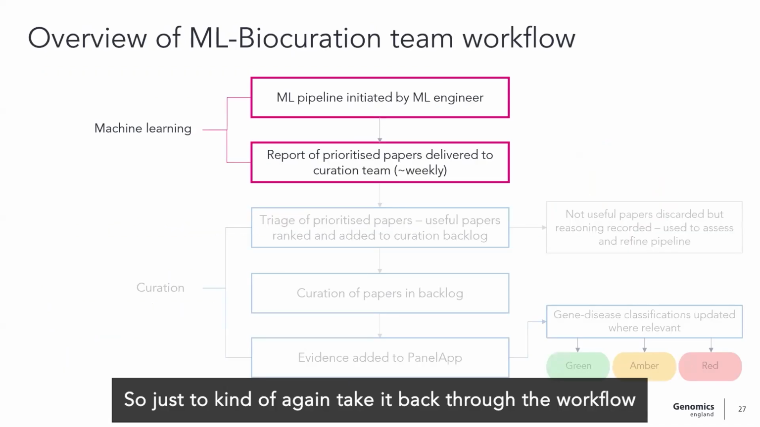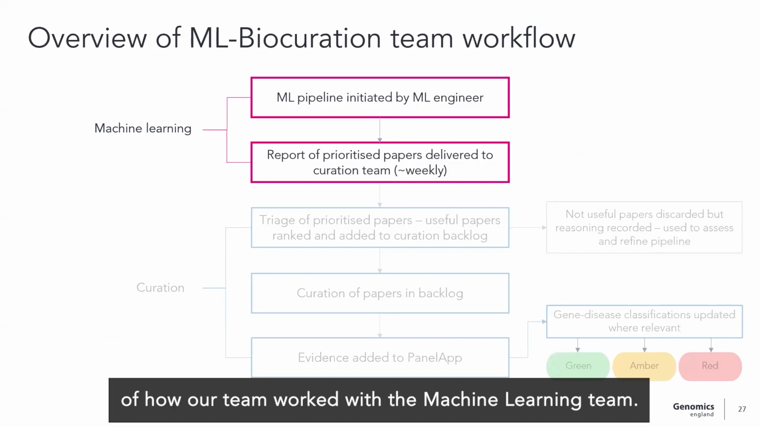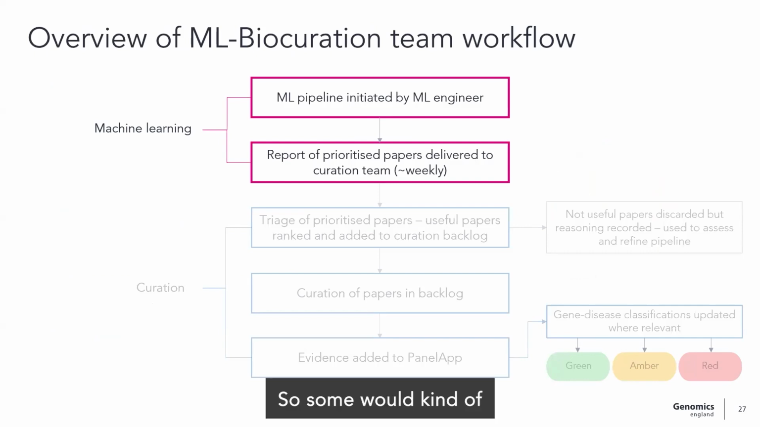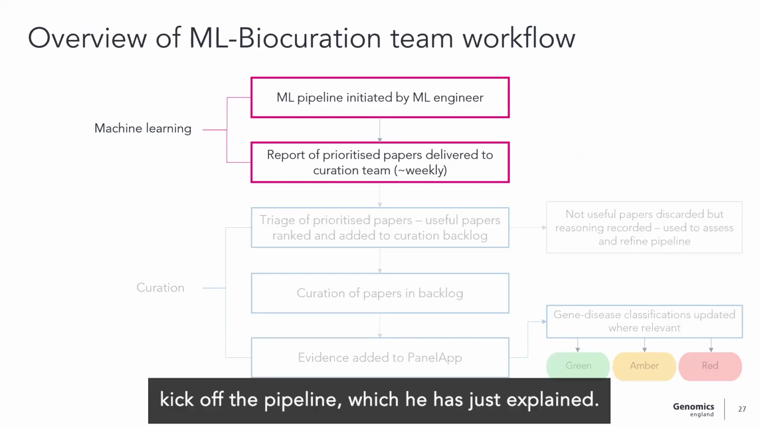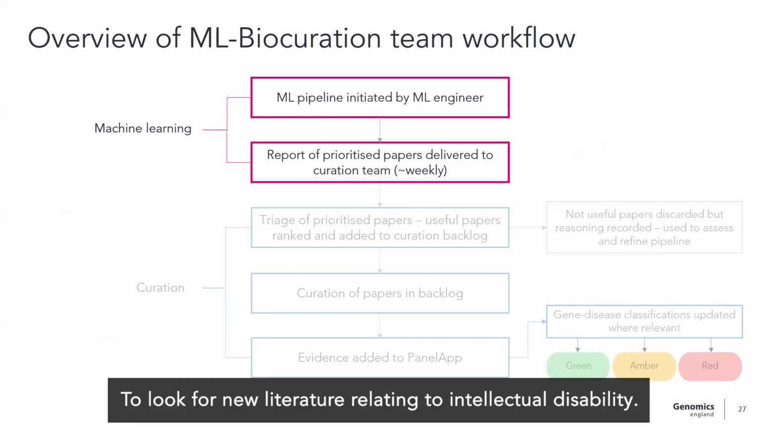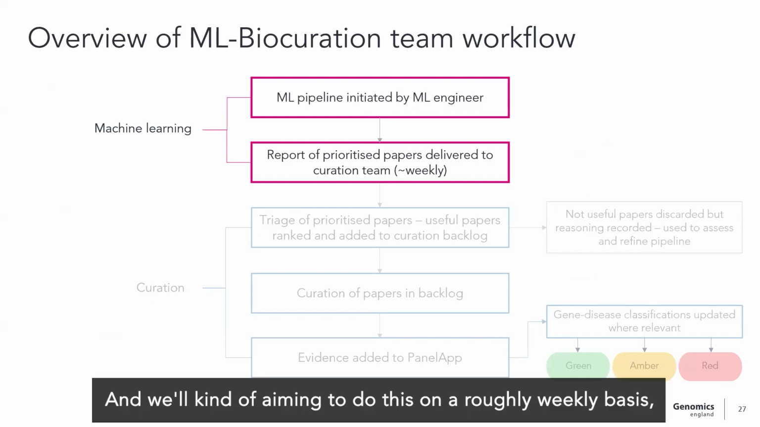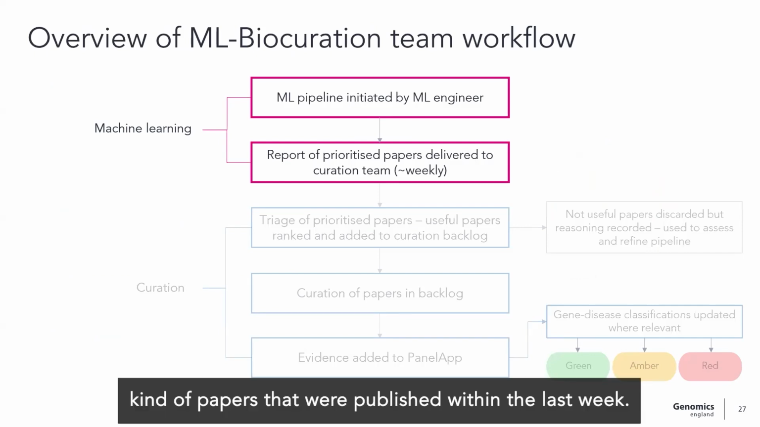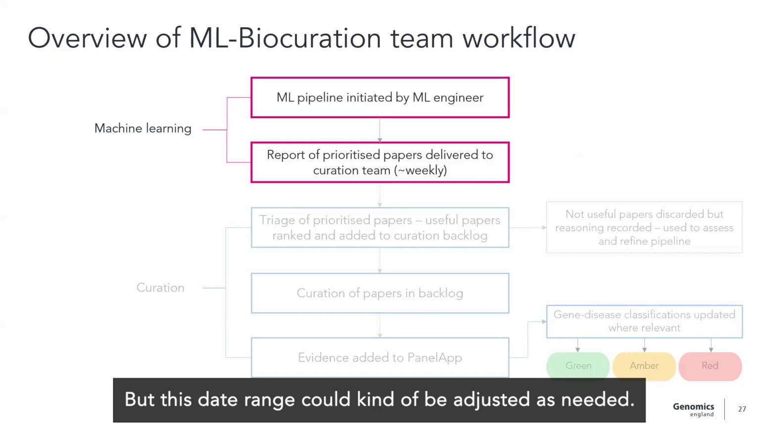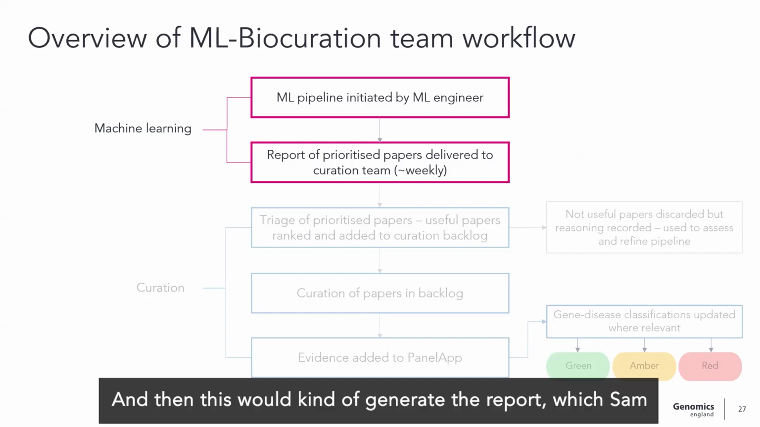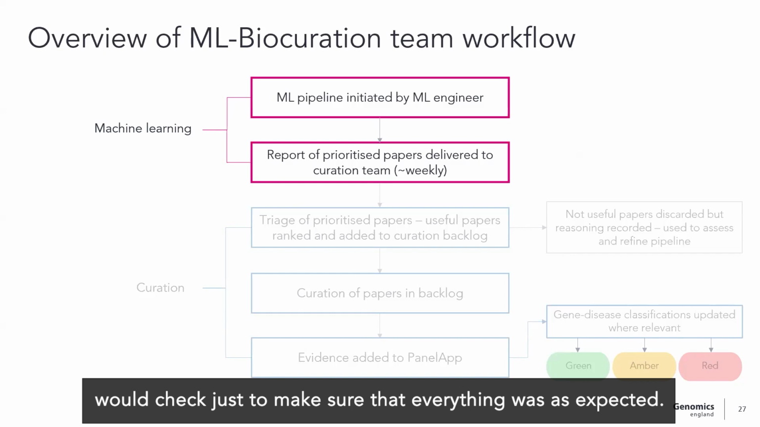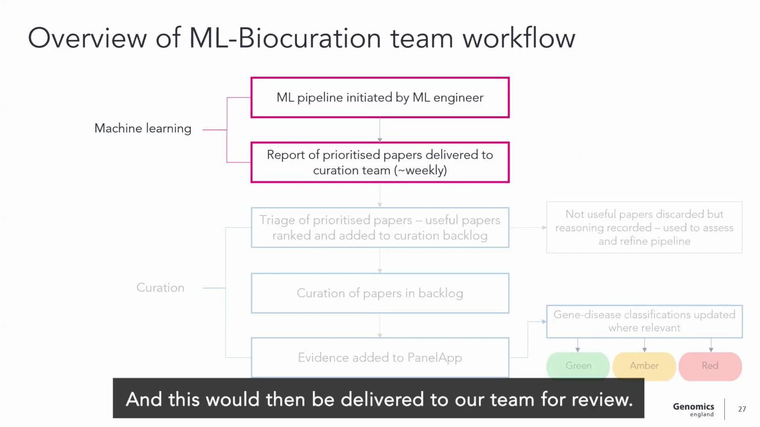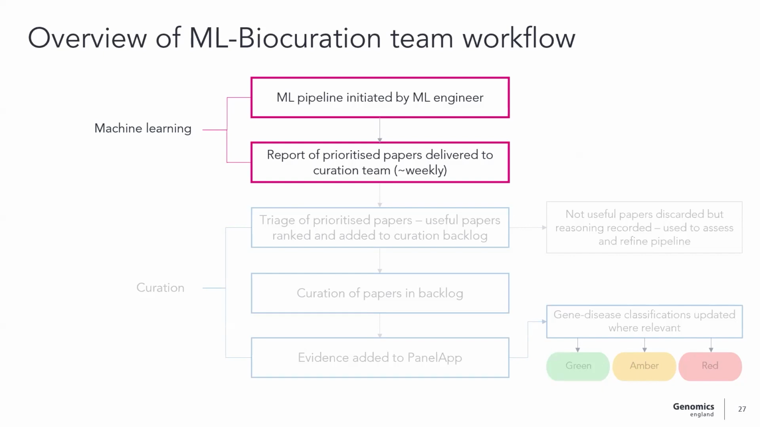Just to take it back through the workflow of how our team worked with the machine learning team. Sam would kick off the pipeline, which he has just explained, to look for new literature relating to intellectual disability. We were aiming to do this on a roughly weekly basis, looking for papers published within the last week, but this date range could be adjusted as needed. This would generate the report, which Sam would check to make sure that everything was as expected, and it would then be delivered to our team for review.